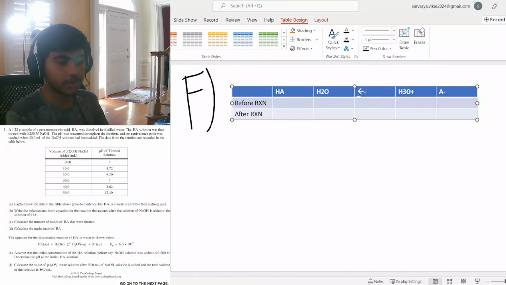I don't know why this is happening. Not my fault. All right, so now what can we do with this ICE box that we have here? Well, what do we know before the reaction? We know that before the reaction, the HA is going to be what? Before the reaction, how many moles of HA did we have? Before the reaction, we had 0.01 moles of HA.